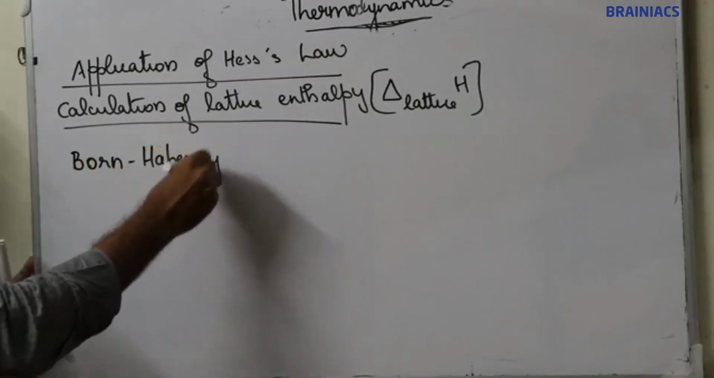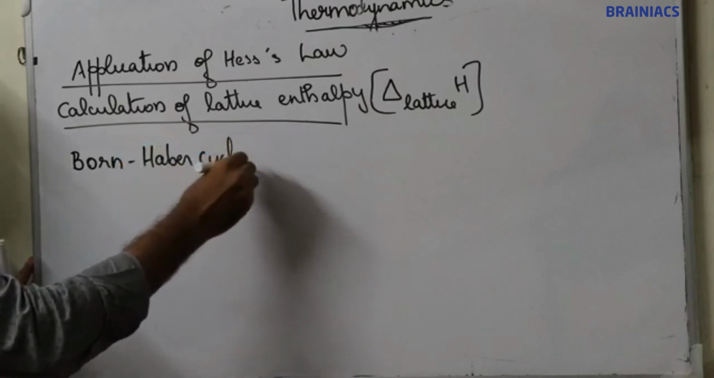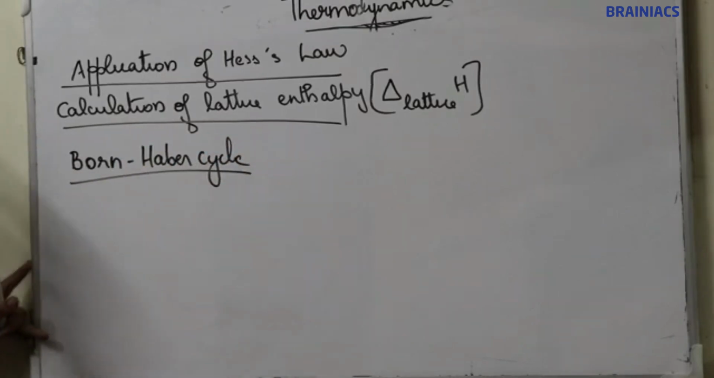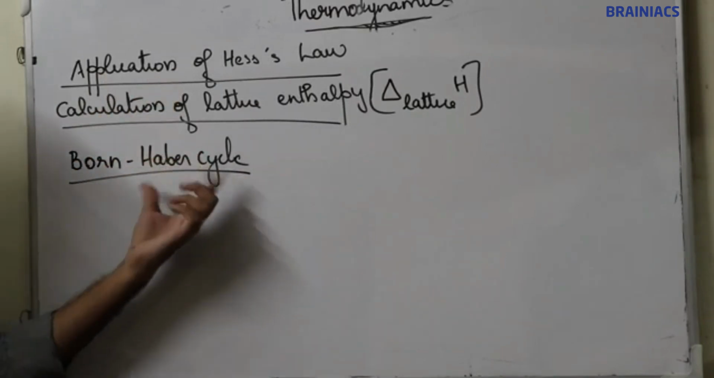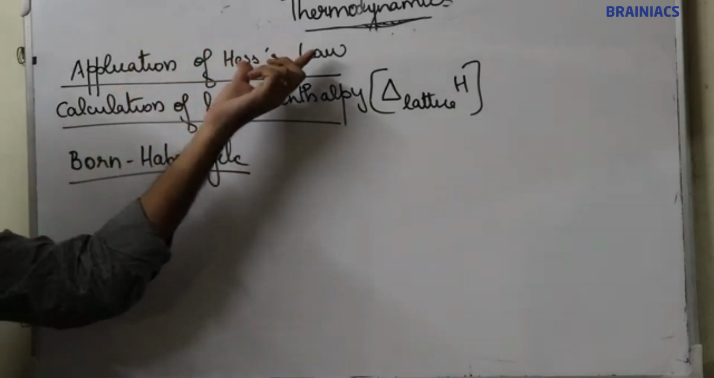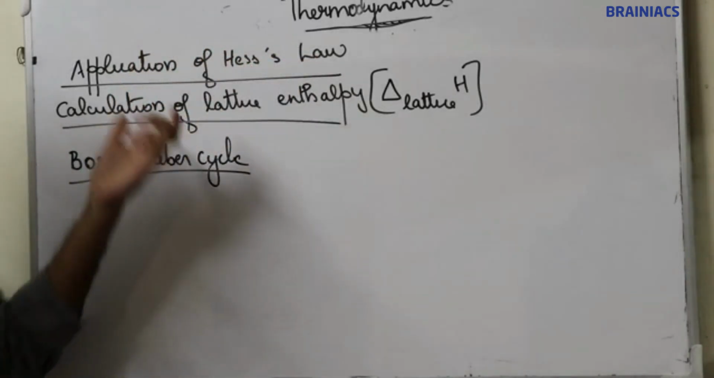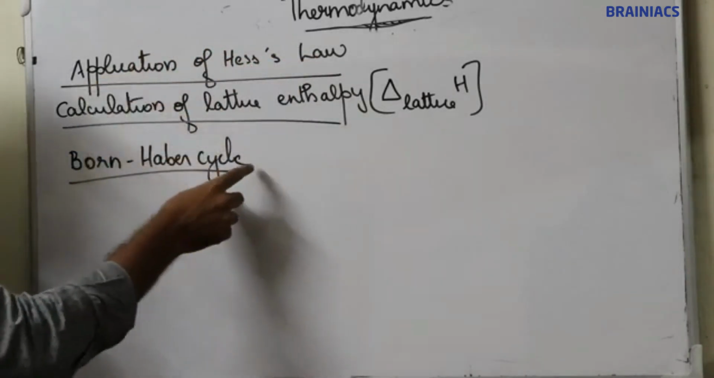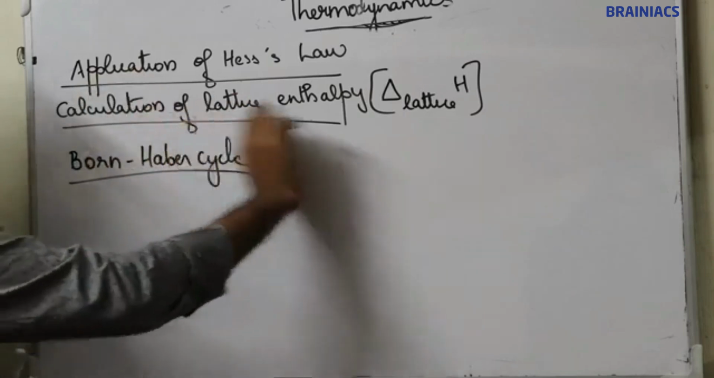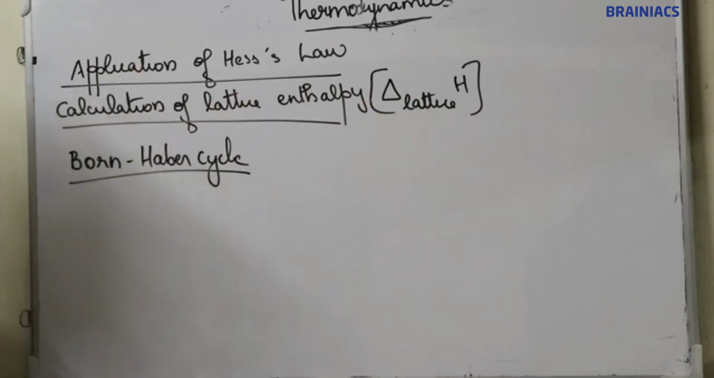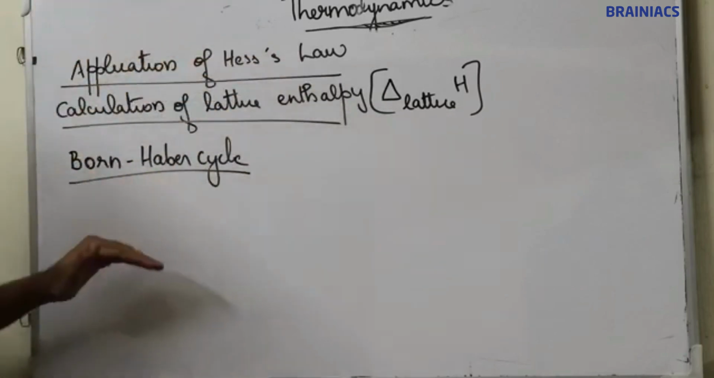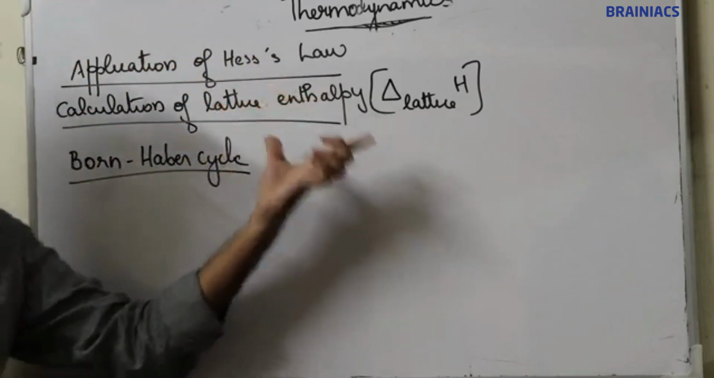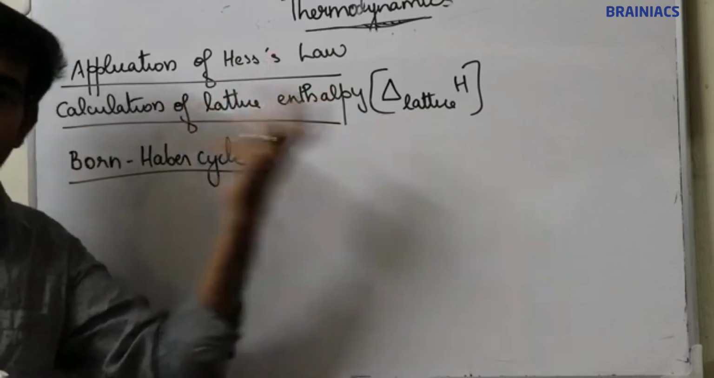Born-Haber cycle. Now, by using Hess's law, the Born-Haber cycle helps us to calculate lattice enthalpy for a reaction.